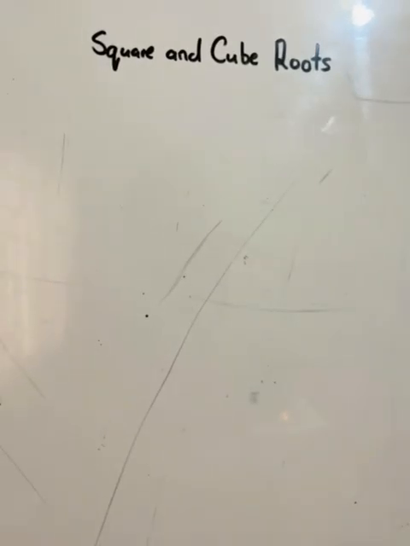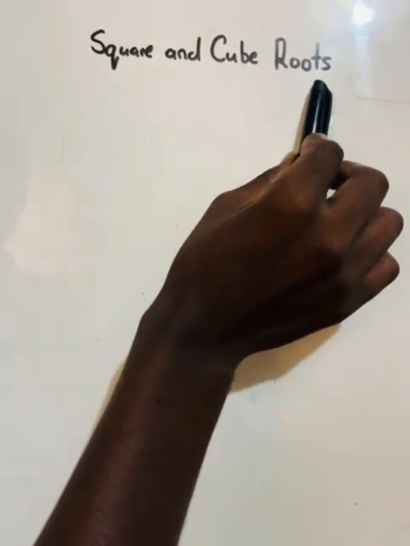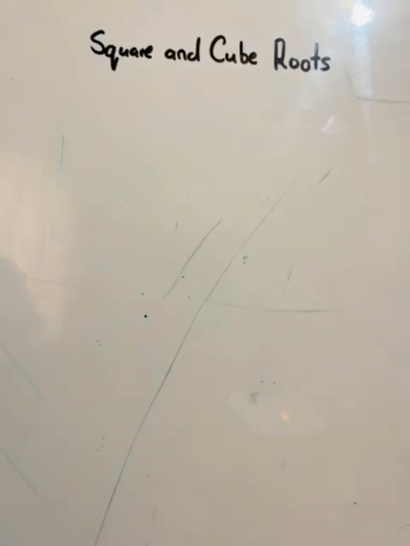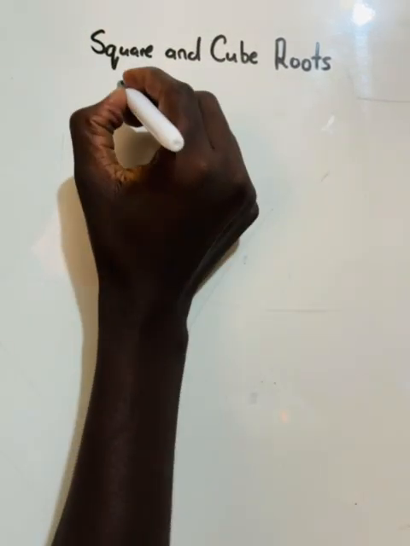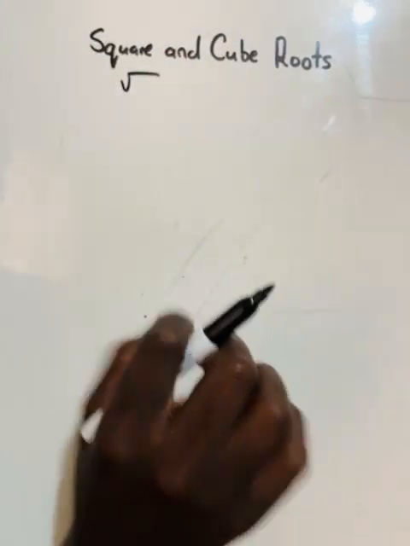All right. In this section, we're now going to deal with square roots. And after square roots, we'll deal with cube roots. Now, what are square roots? Probably you've seen this particular sign on your calculator. Square root. What does it mean?